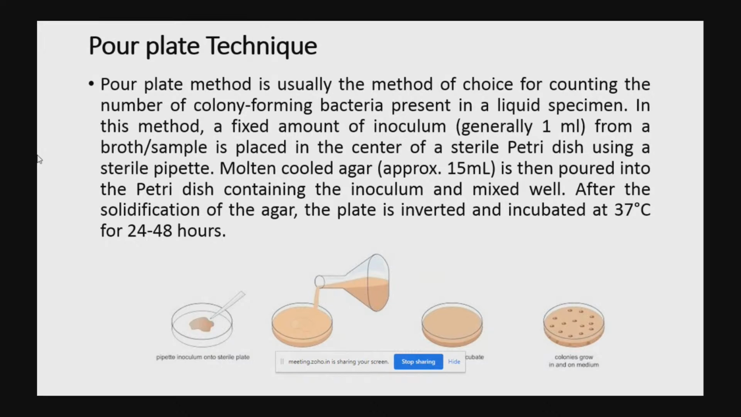What we do is take an empty petri plate and inoculate the samples. After that, we take the molten and cooled agar media. The pouring temperature of the agar media should not be more than 45 degrees centigrade. By using an IR gun, we can measure the temperature of the agar. We pour it once, and after pouring, we solidify it and incubate at the desired temperature for the desired time duration for the growth of microorganisms.